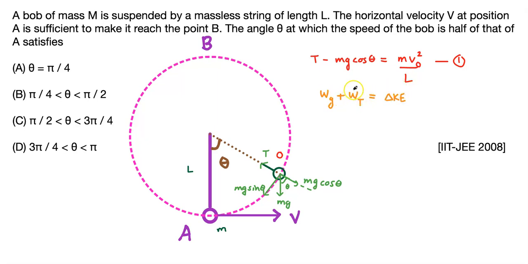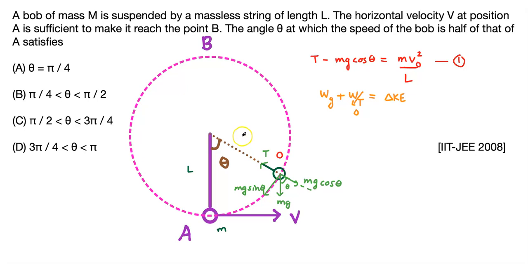What is the work done by tension? Well, it's always going to be zero, right, for circular motion, because tension acts radially while the bob moves tangentially. So they're always perpendicular. So the work done by tension is going to be zero. And what is the work done by gravity? Well, we need to understand the height by which the bob rises to find the work done by gravity.